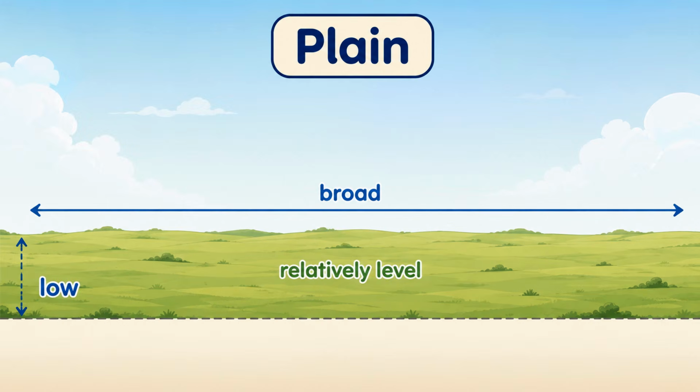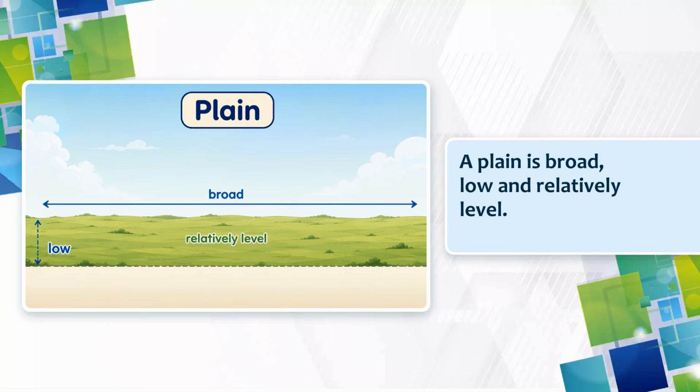A plain is a broad area of low, relatively level land. The surface can have small rises and dips, so relatively level does not mean perfectly flat. Notice how the three clues fit one landform. A plain is broad, low, and relatively level. All three clues work together.